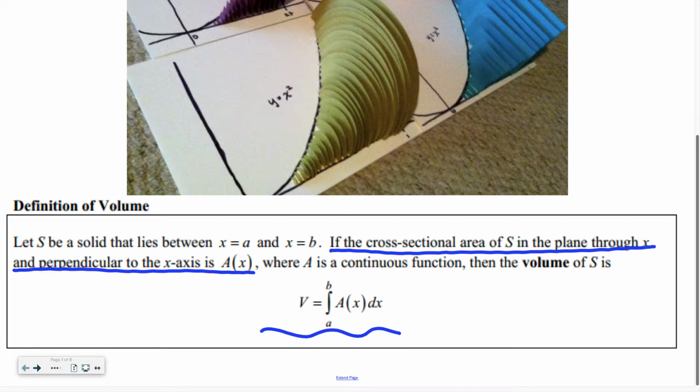Okay. Now, notice how I said that these shapes were going to be perpendicular to the x-axis. If I were to change that statement to perpendicular to the y-axis, then we would have to do all of this in terms of y, and use dy.